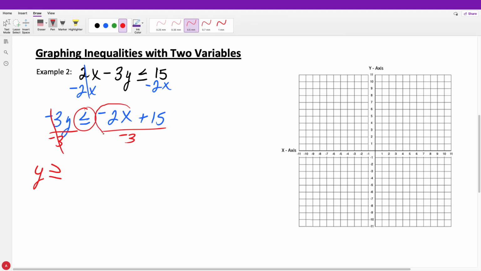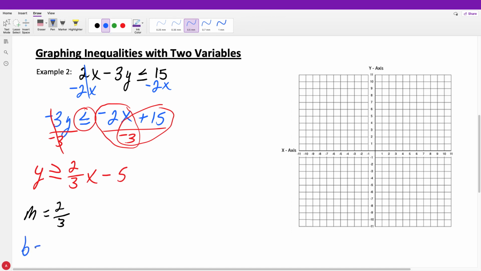And remember, this then creates two separate fractions. Negative 2 over negative 3 gives me a positive 2/3 x, and 15 divided by negative 3 gives me minus 5. So now I can go ahead and say that my slope is equal to 2/3, and that my b is equal to negative 5, and that is the point (0, -5). So I'm going to go ahead and plot that point (0, -5) first.